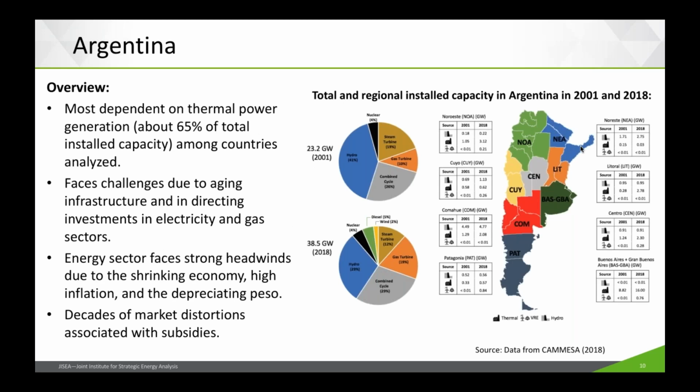Argentina is the most dependent country on thermal power generation in this study, as you can see in the figure showing the installed capacity. And Argentina faces several challenges, especially in direct investments in the electricity and natural gas infrastructure. This is due mainly to the shrinking economy, high inflation, the depreciating peso, and also decades of market distortions associated with subsidies. Next slide.